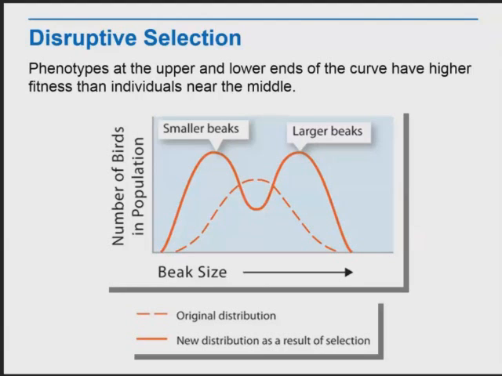As shown in this graph, the population might split into two groups, one with smaller beaks and one with larger beaks. If more medium-sized seeds become available and small and large seeds become scarce, how would this affect the curve? The curve would shift back to having one central peak.